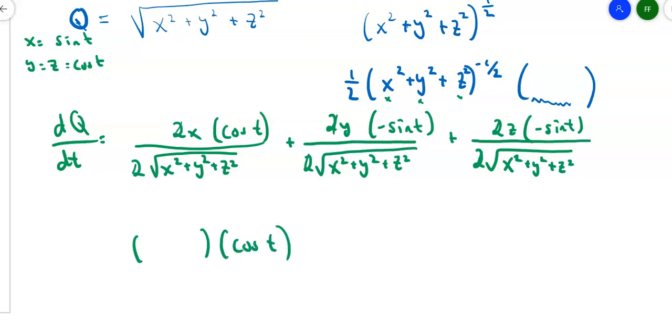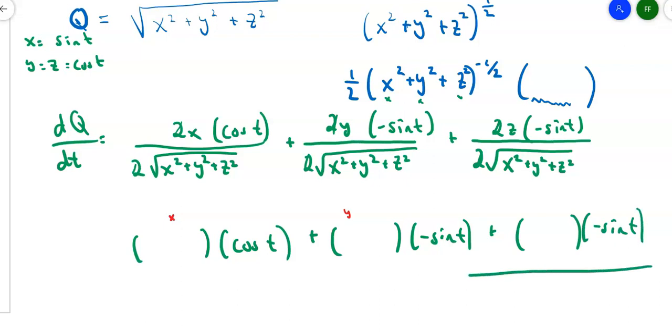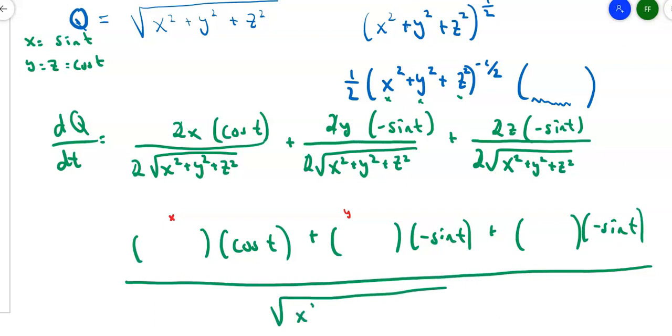Right? I'm saving this spot here for x. So x times the cosine of t plus y times the negative sine of t plus z times the negative sine of t all over my common denominator of the square root of x squared plus y squared plus z squared. All right, there's a z going over there.